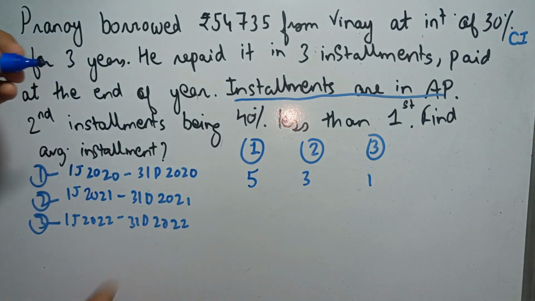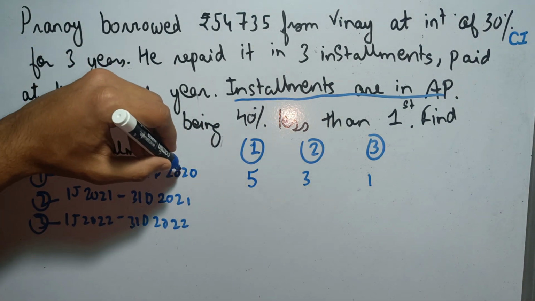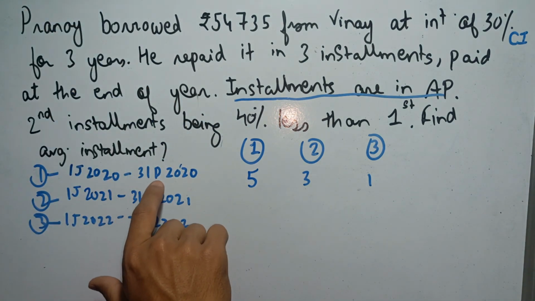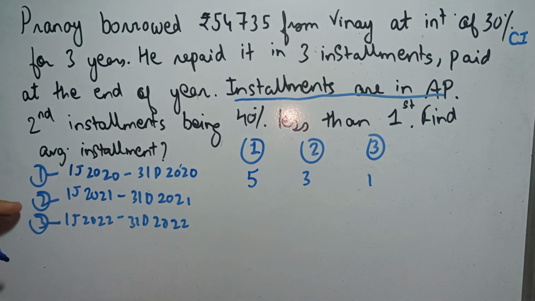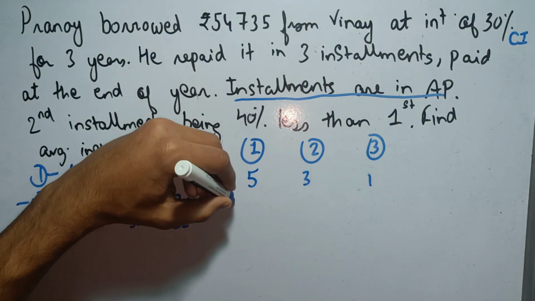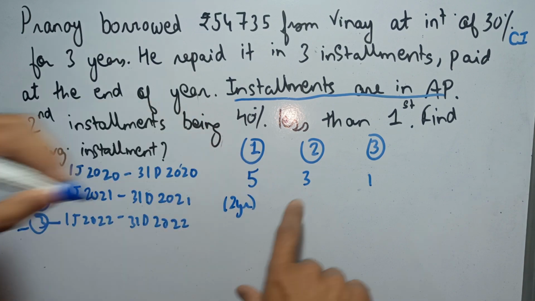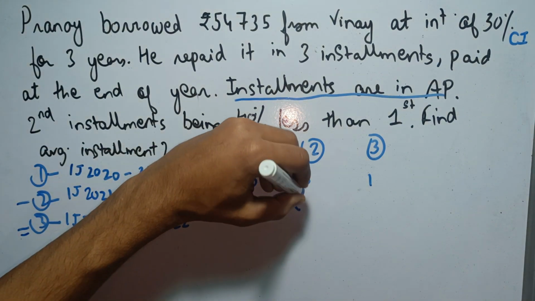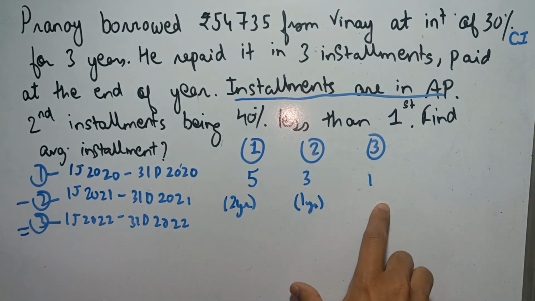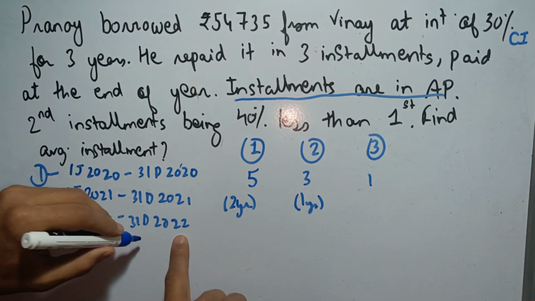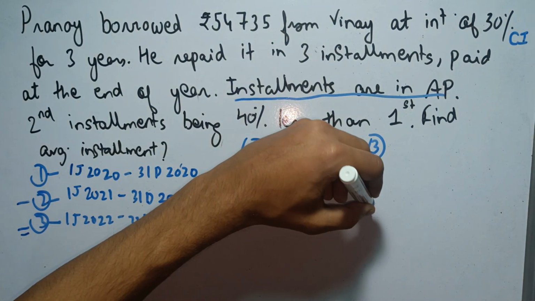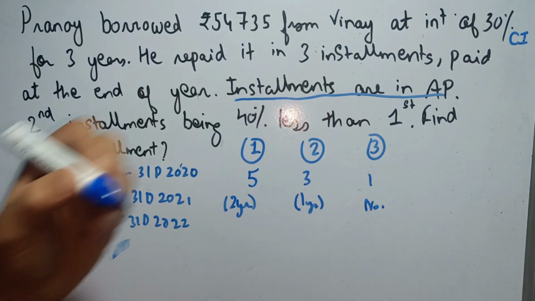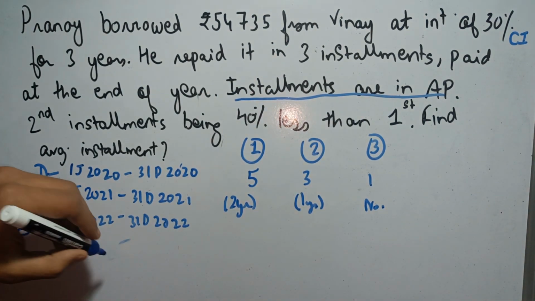When he paid the first installment at the end of the first year, that is 31st December, how many years are left? The second and third, that is 2 years of interest. For the second installment, he paid at the end of this year, 31st December 2021. After that only this year was left, so only 1 year of interest. And the third installment was paid here, and after that 0 years were left, so no interest in this one.